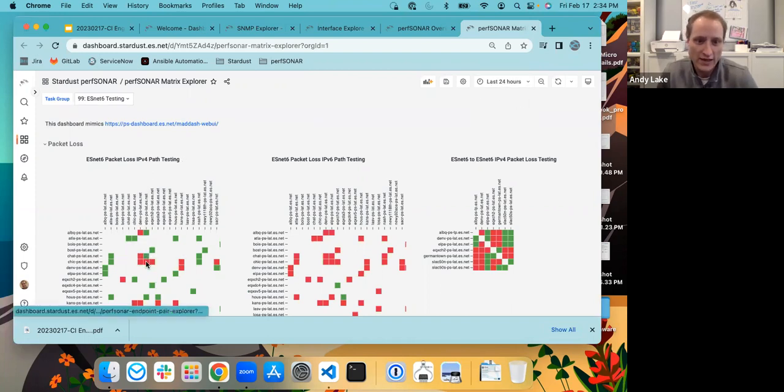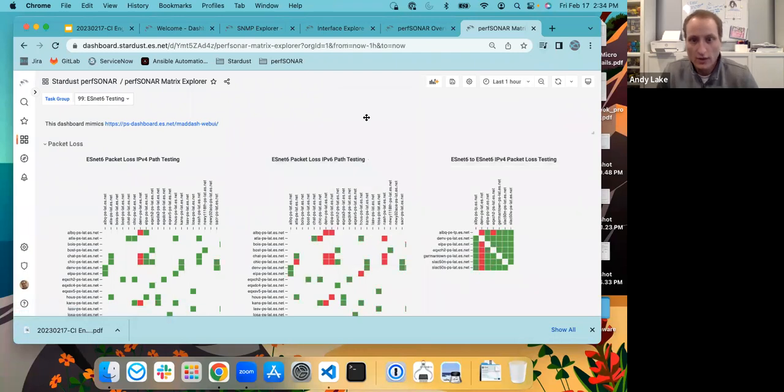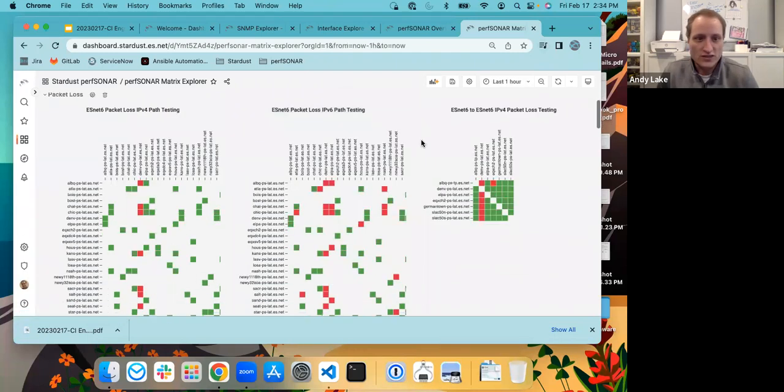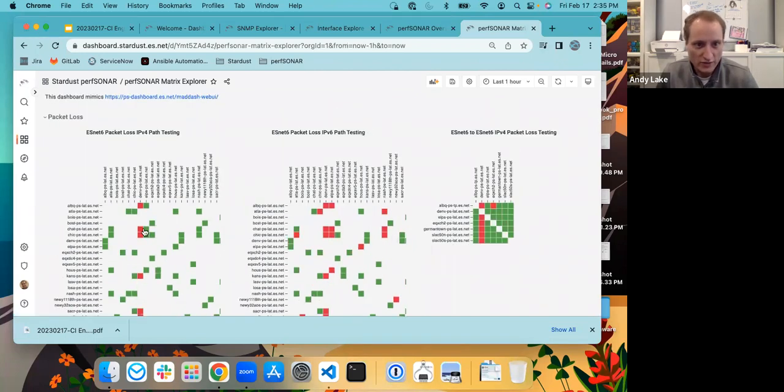So right now, all of these are looking at the max packet loss over this 24-hour period. If I want to constrain that to the last hour, I can do that. You'll still see quite a bit of red. So there's some stuff for debugging in Denver. And then you'll see a lot more with our IPv6 test or our IPv4 test.